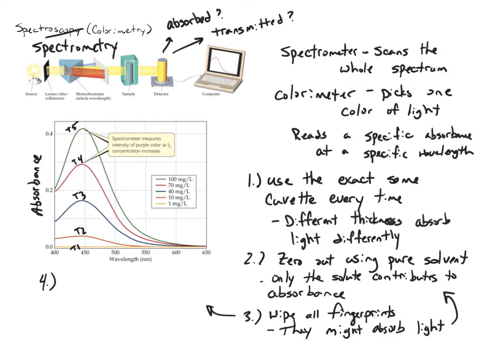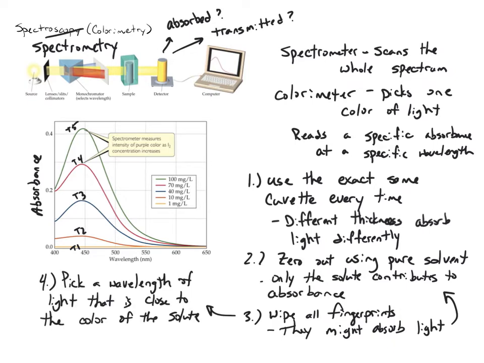Finally, if you're using a colorimeter specifically, you want to pick a wavelength of light that is as close to the color of your substance as possible, because substances that you're analyzing will absorb the colors closest to it, and will transmit the colors that are not similar to it. For example, if you have a purple liquid, then you want to use purple light or blue light in order to do your readings. You would not want to use the red light because all the red light would pass through and you would have very little absorbance of red light.